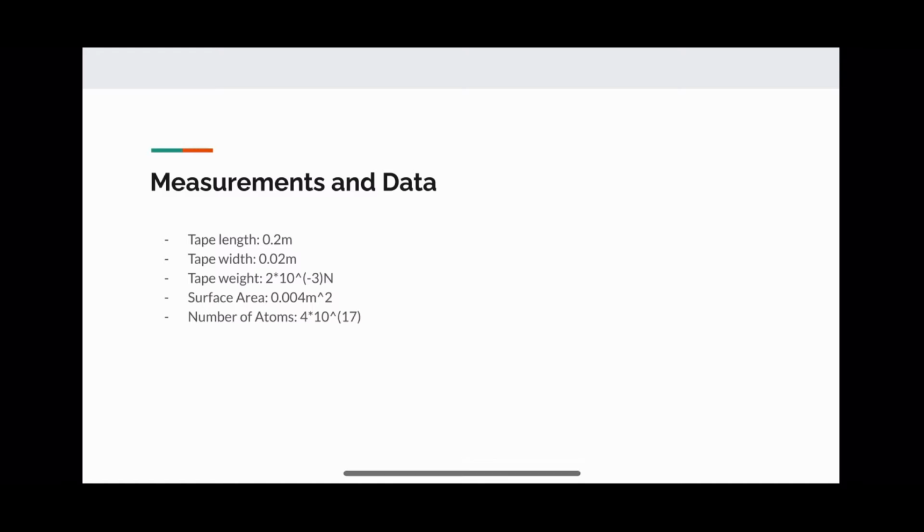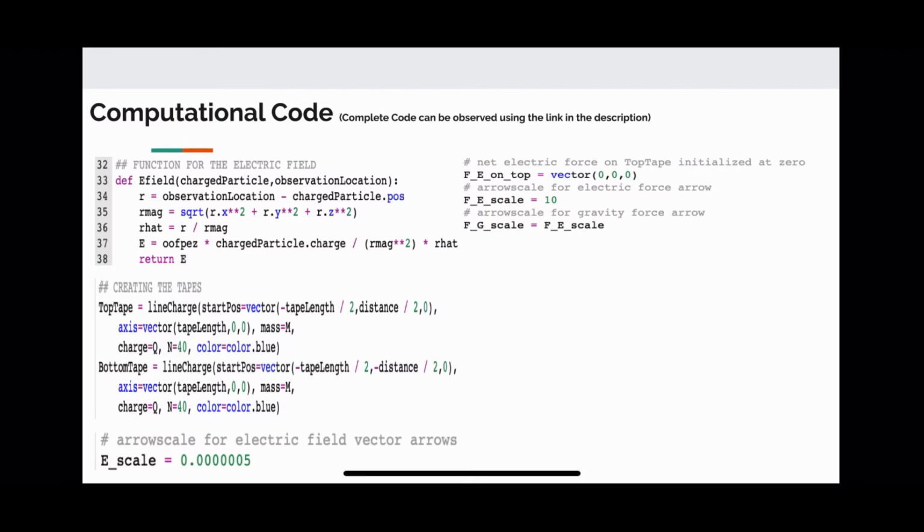Our measurements of data are reused from Lab 1. The computational code, however, is changed. You can find this code in the description of this video. The lines of the code include a function for the electric field, and then a function for creating the tapes, and then the arrow scale for the electric field vector arrows. Once those are created, you can move on to create the net electric force on the top tape initialized at 0, an arrow scale for the electric force arrow, and then an arrow scale for the gravity force arrow.